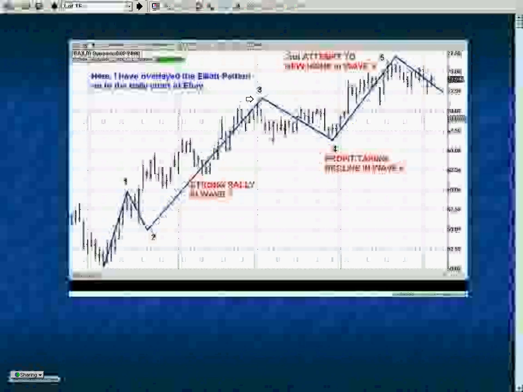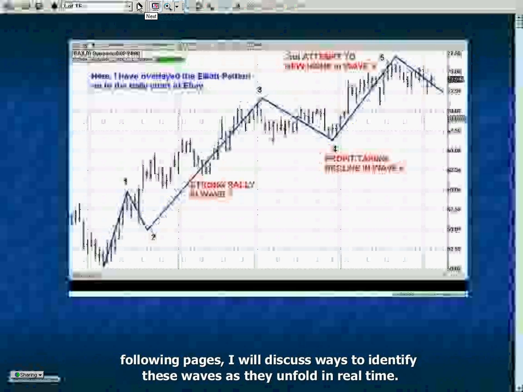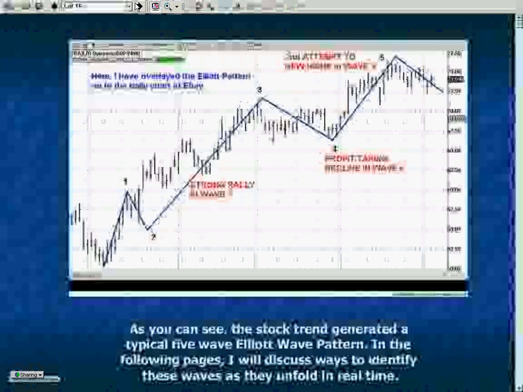Once wave 3 is completed, we begin to enter a profit-taking decline, which we call wave 4. And then finally we have one more second attempt at new highs, which is called wave 5. In the following pages, I will discuss ways to identify these waves as they unfold in real time.